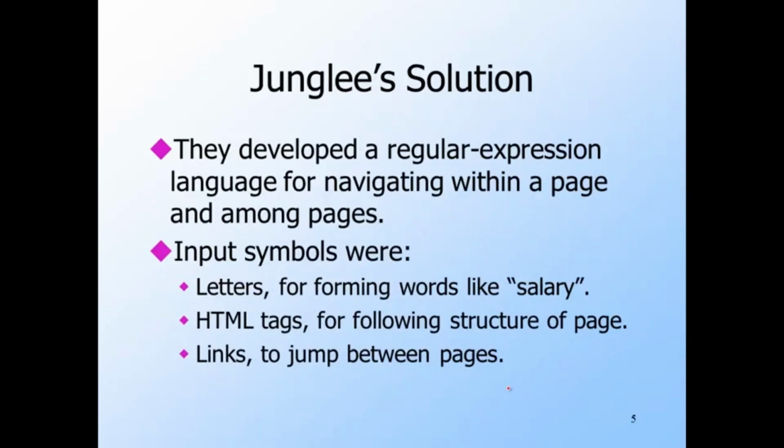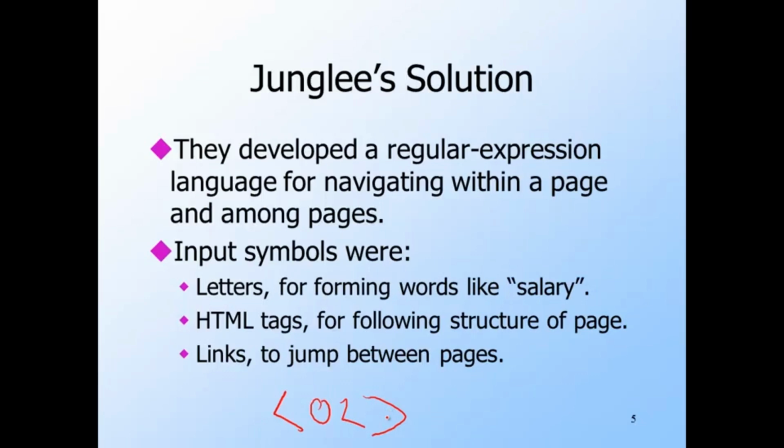So the Jungli guys developed a regular expression language for describing how to navigate a website to extract the information they needed. The input symbols were the usual characters such as letters, so they could look for important words like salary. They also treated HTML tags like OL as input symbols because they gave important hints about the page structure. For instance, a page might say, send salary requirements to, but that doesn't indicate the salary for a particular job. But when you get to a list of jobs, indicated by the ordered list tag, that's the OL, only after that does salary mean that the number following is a salary for a job.